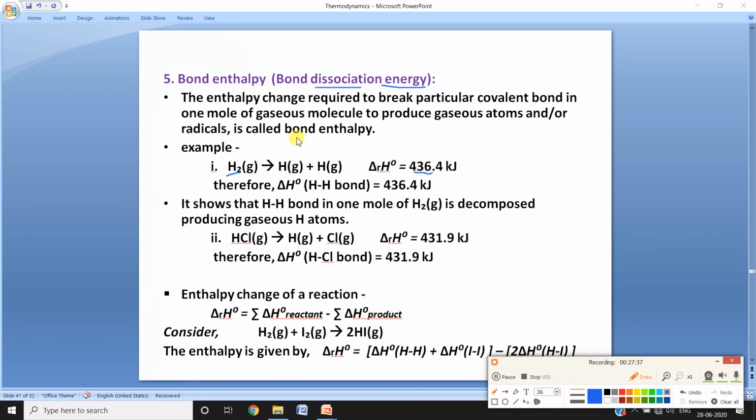So how to define the bond enthalpy? The enthalpy change required to break a particular covalent bond in 1 mole of a gaseous molecule to produce gaseous atoms or radicals is called bond enthalpy. Enthalpy change required to break a particular covalent bond in 1 mole of a gaseous molecule to produce gaseous atoms or radicals is called bond enthalpy, or bond dissociation energy. Some examples are given here. So student, this is all about enthalpies of phase transition.